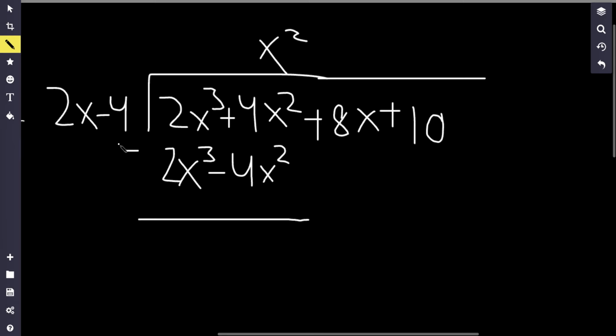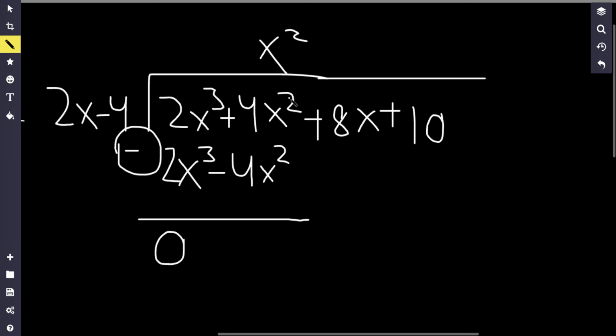Now what I'm going to do is subtraction, just like you would in a normal division problem. You would subtract these two terms. In this case, I'm going to subtract all of these terms together. I'm going to subtract 2x to the third power minus 2x to the third power, and I'm going to get 0.